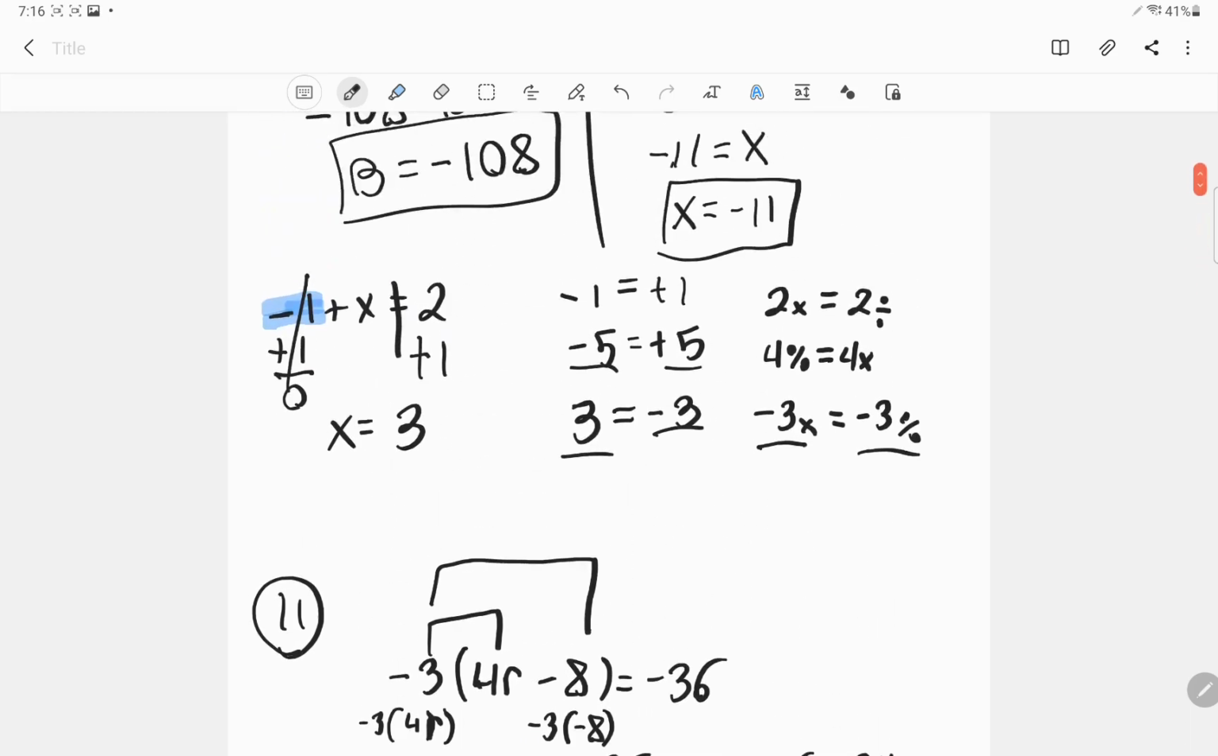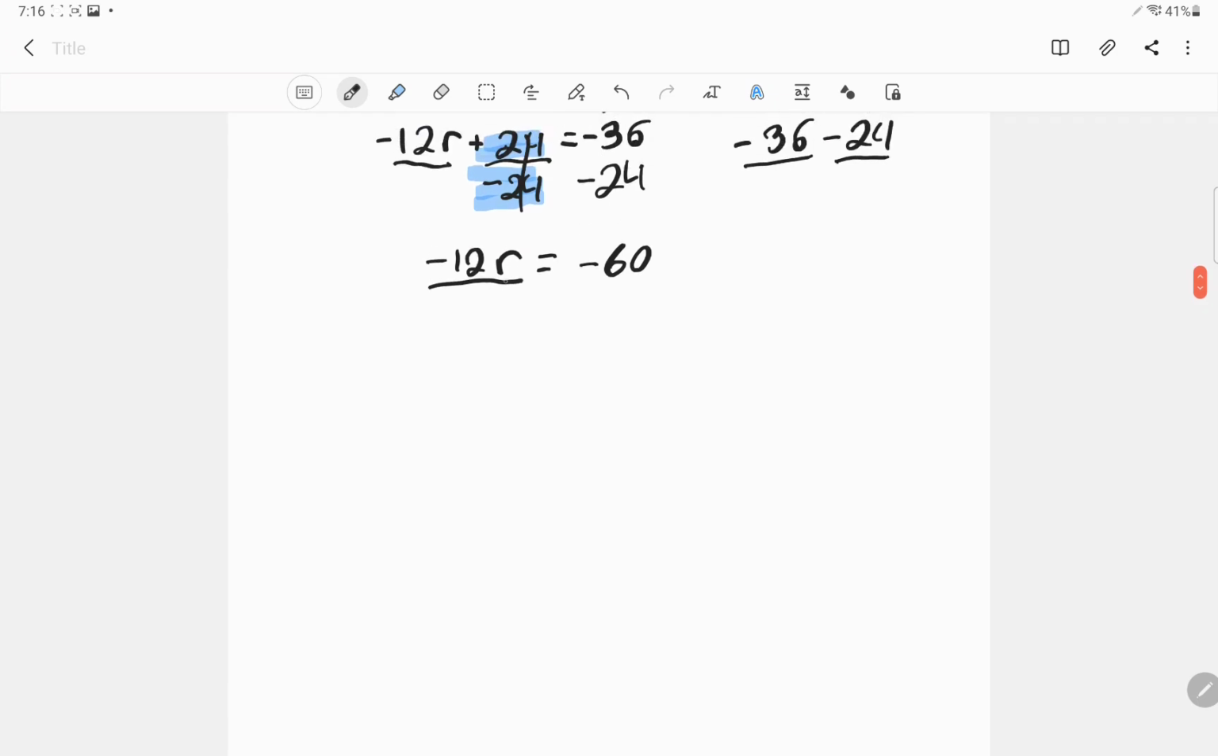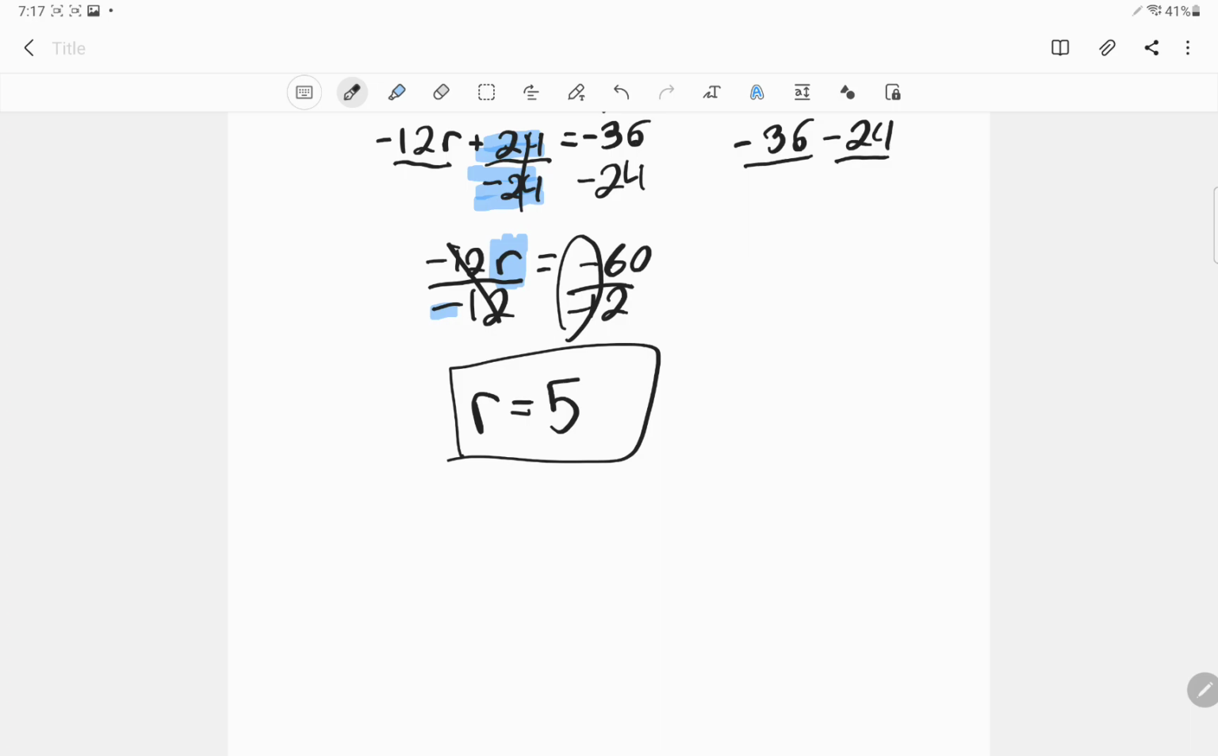Remember before when we were talking about multiplication, like all this stuff right here? We're going to have to do exactly that, right? I want to leave my r alone right here, which is why I'm going to divide by negative 12. But like I always say, what you do to one side, you got to do to the other. So I'm going to divide by negative 12. On that side, I have two negatives, so it makes it a positive. So I have r is equal to 5. And that's my answer for that one, real easy.